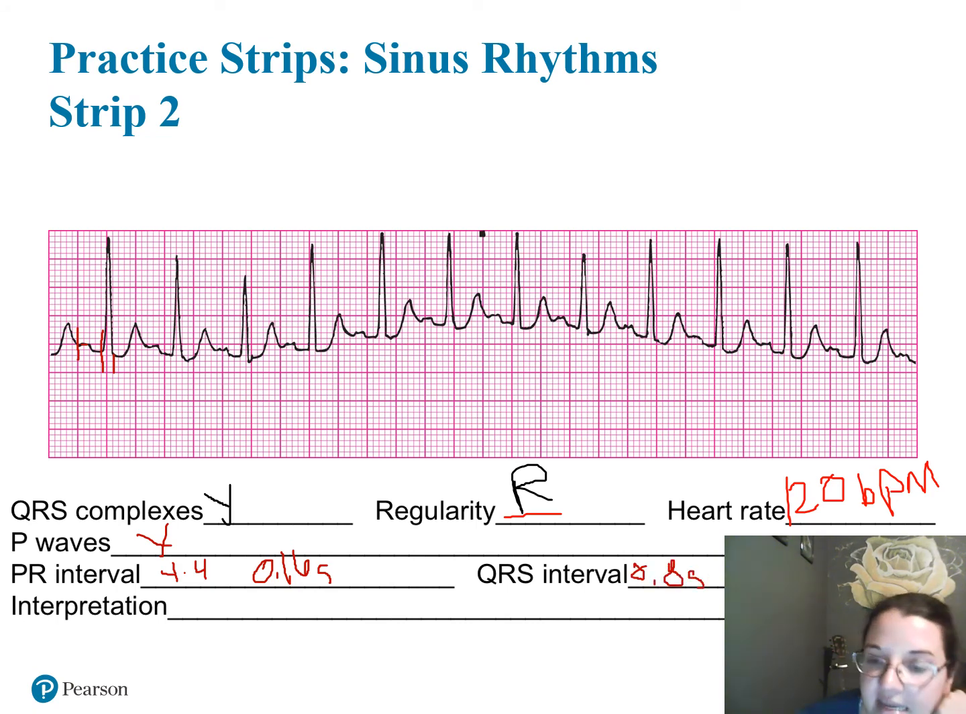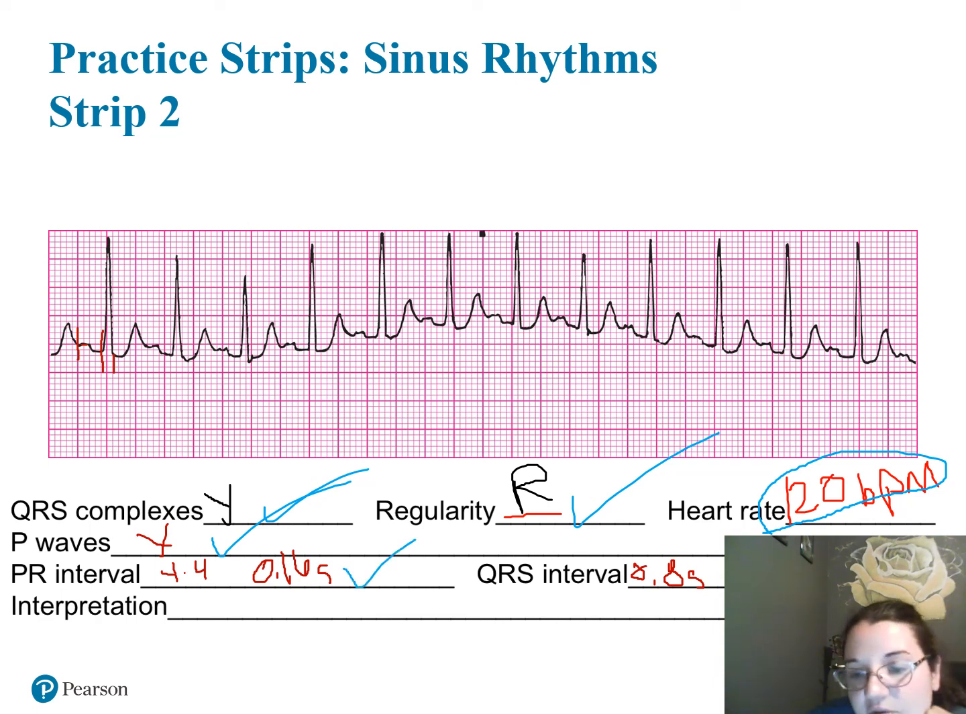So let's look at my answers. For a normal rhythm, do I have QRSs? Yes. Am I regular? Yes. On a normal rhythm, am I 120 beats? No, that's fast. Do I have P waves? Yes. Is my interval between 0.12 and 0.20 seconds? Yes. Is my QRS interval less than 0.12? Yes. All of my rules are normal except I have a high heart rate, which tells me that I have a sinus tachycardia.